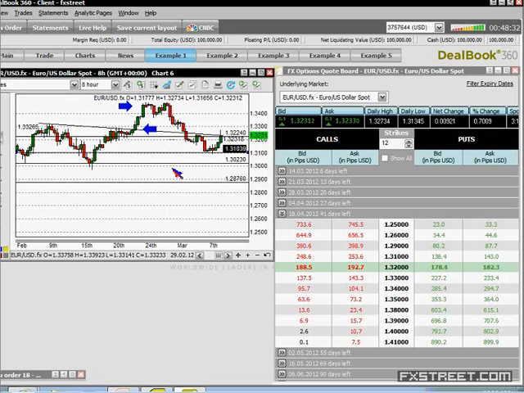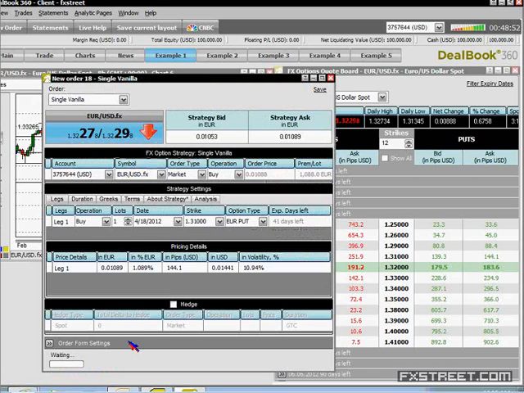Now instead, if we decided to use an option, what we could have done is taken a look at our option quote board here, and on the right here we have the 131 put that expires in about 41 days, and this is our order form here. If we were to put this put on the 23rd, the same day as we entered our short spot position, it would have cost us about 100 pips.